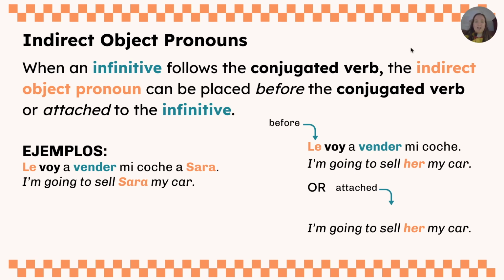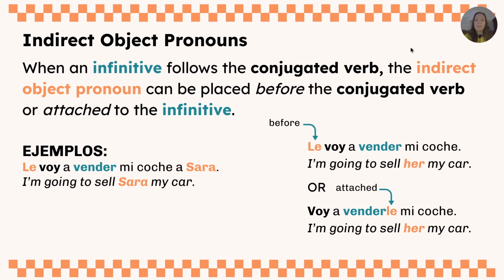Now let's try attaching it to the infinitive. Go ahead and pause the video and attempt this example by attaching the indirect object pronoun to the infinitive. So your sentence for this one should read, Voy a venderle mi coche. We see that the indirect object pronoun is attached directly to the infinitive, our infinitive being vender.